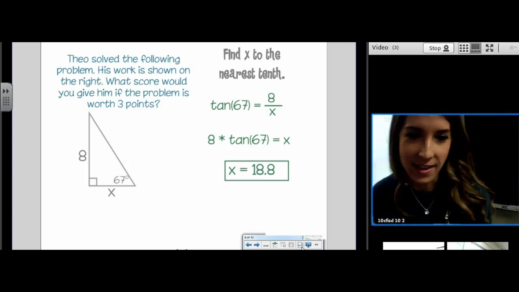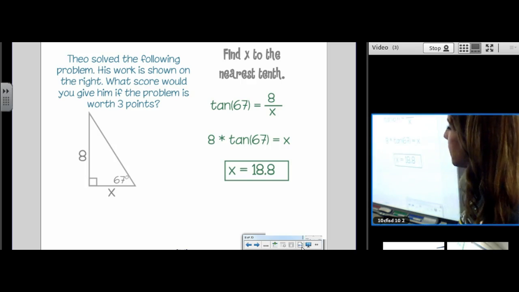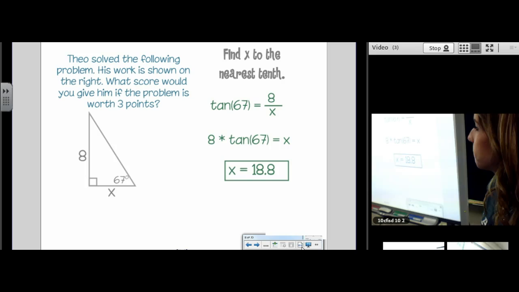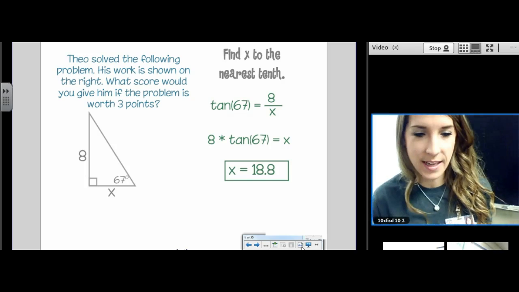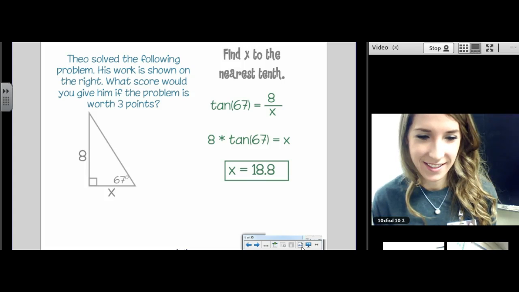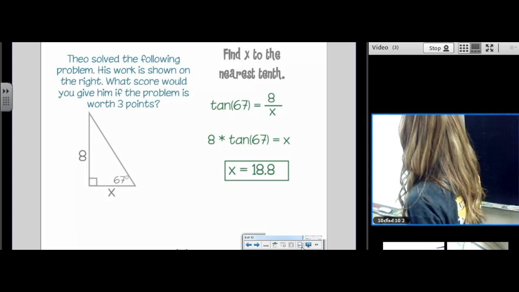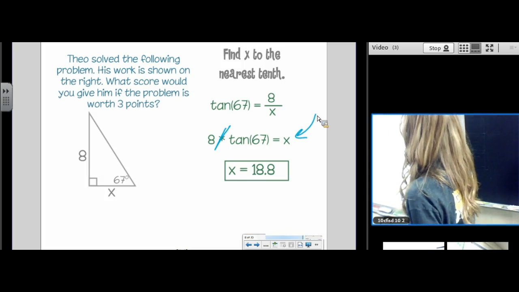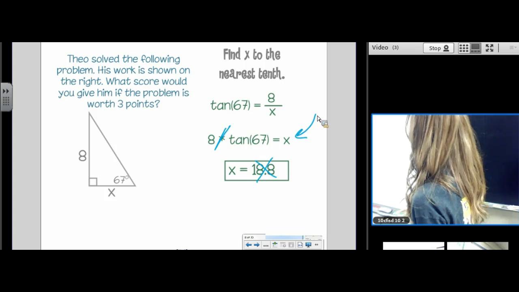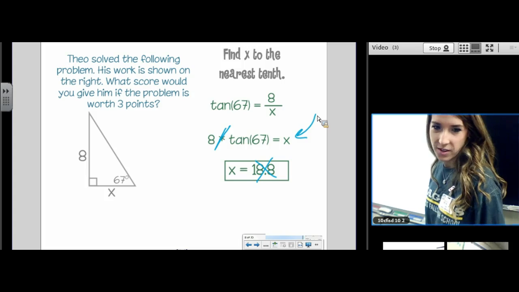Theo, oh, I don't have any Theos. Theo solved the following problem. His work is shown. What score would you give him if it's worth 3 points? Did we all catch where Theo messed up? Mess up right here, right? Denominator divide. You were supposed to divide this. So this would be wrong, so only got 1 step right. So maybe he would get 1 point out of 3 for the problem, or nothing.